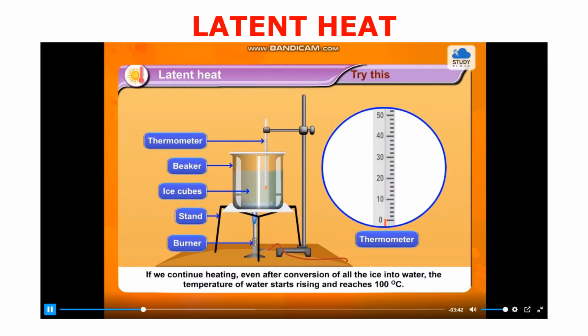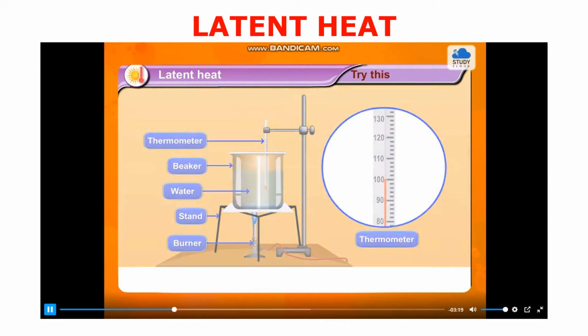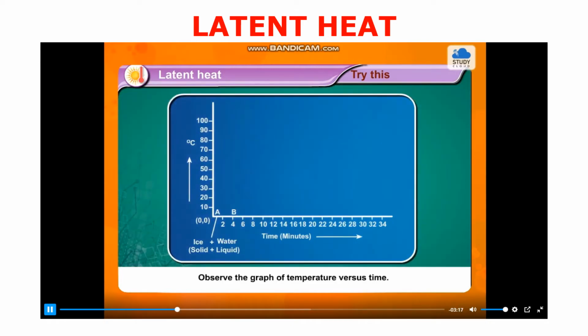If we continue heating even after conversion of all the ice into water, the temperature of water starts rising and reaches 100 degrees Celsius. At this temperature, water starts converting into steam. The temperature of water remains constant at 100 degrees Celsius till all water converts into steam. Observe the graph of temperature versus time.